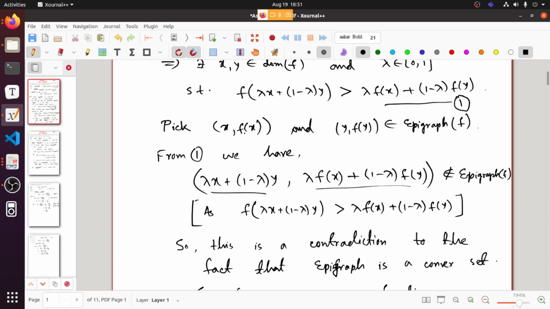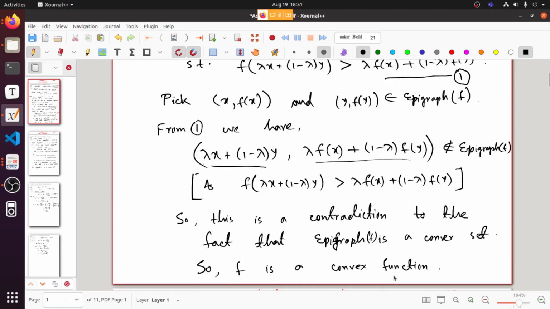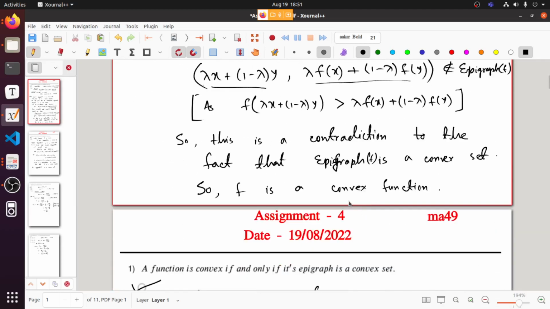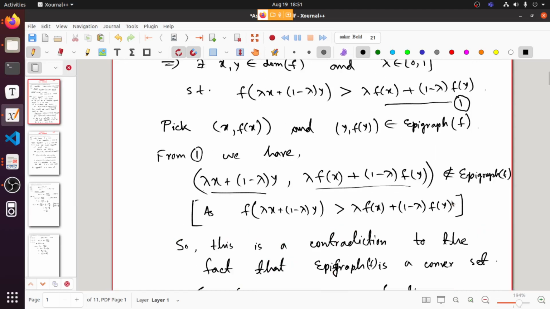So which is a contradiction. Two points belong to the epigraph, but their convex combination is not in the epigraph. So this contradicts that the epigraph is a convex set. So our assumption is wrong. What is our assumption? That f is not convex, which means f is convex.